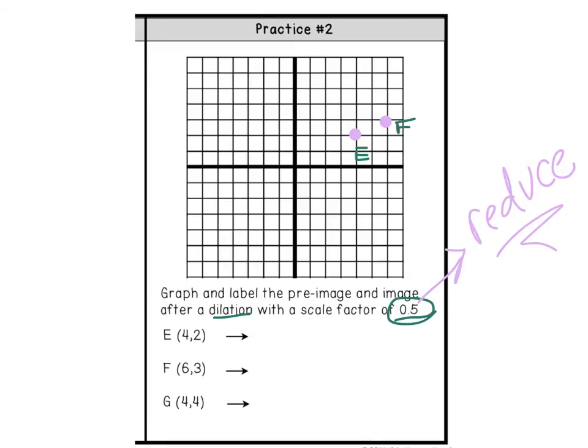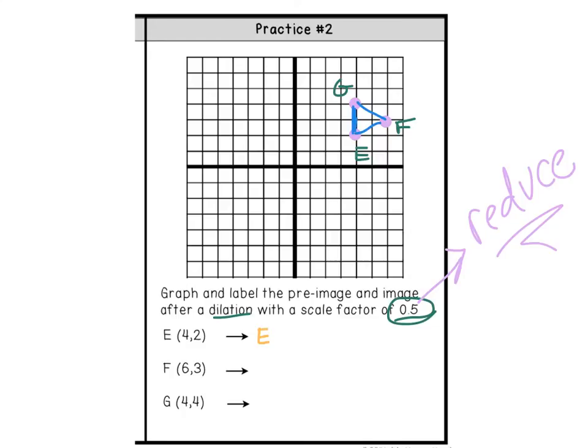And then G is 4, 4. Forward 4, up 4, and put a point. Forward 4 and up 4. 2, 3, 4, right here. And that will be E, F, G. Okay, let's connect it up, and we'll have a triangle here. So I'm a little bit skeptical, though. We're going to take this triangle that's already small, and we're going to reduce it. So it's going to be even smaller than it is.